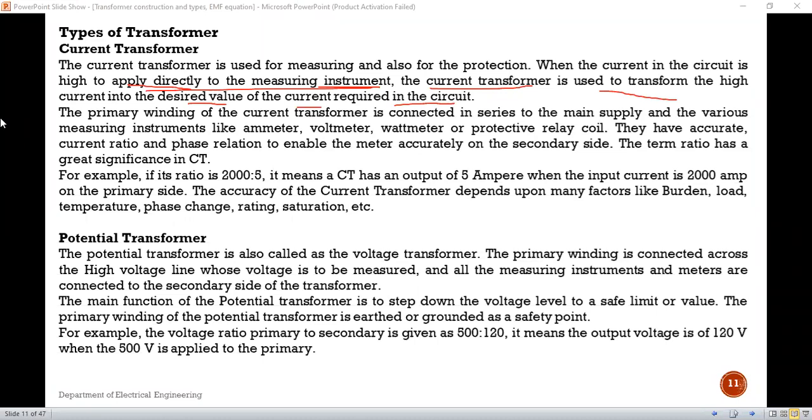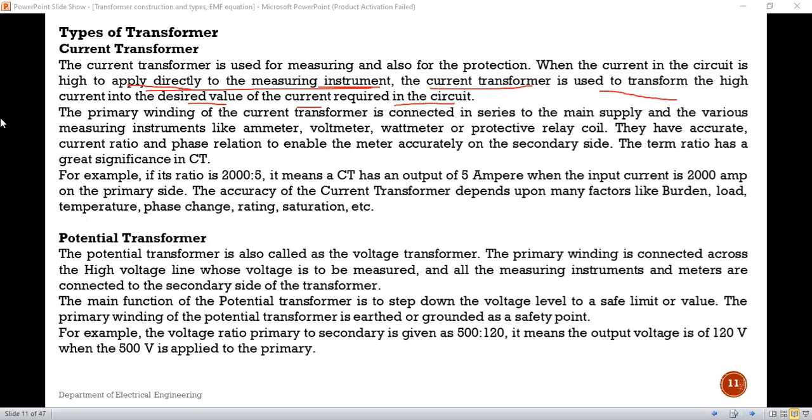After that there is one measuring instrument. After that it can be fed to the other distribution side. Okay, so these are the substation equipment. So the current transformer is used to convert that high value of current into a desired value which is required by the circuit.